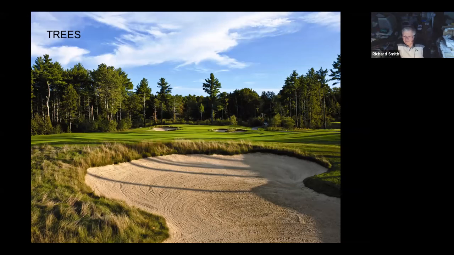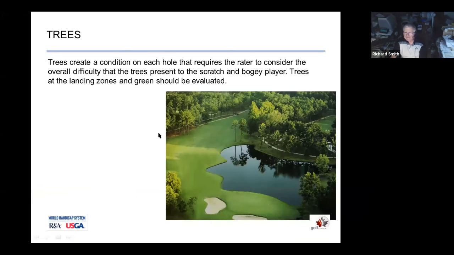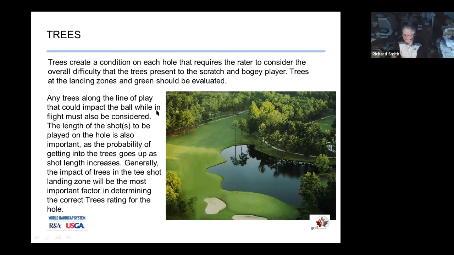So let's go through all of the slides, and most of these came directly from USGA at that time, World Handicap System now. We're really just looking to see what degree of problem trees are going to cause on this hole. We definitely look at the different landing zones and at the green to see what effect the trees would have there. We look along the line of play. Are there overhanging branches that could get in the way?